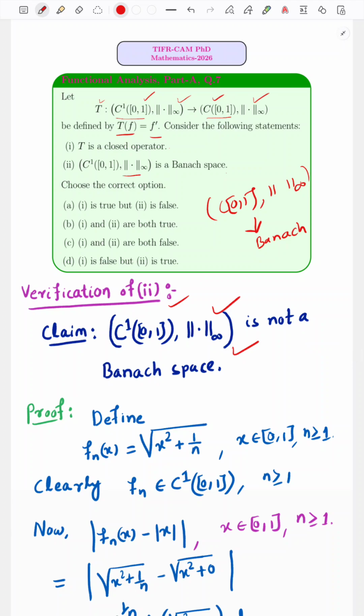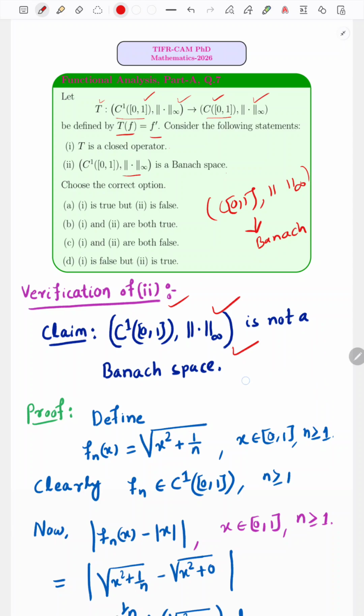So we will create a sequence. We will create a sequence fn belonging to C¹[0,1], and such that fn tends to f. Then we will show that f does not belong to C¹. It means we create a sequence of differentiable functions whose limit point is not differentiable. Then we are done. It implies that this space C¹ does not contain all its limit points. It means there is a limit point which is not in C¹, therefore C¹ will not be closed, and this implies that C¹ will not be a Banach space.